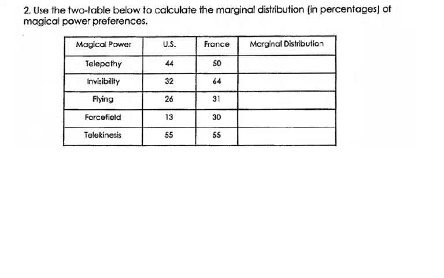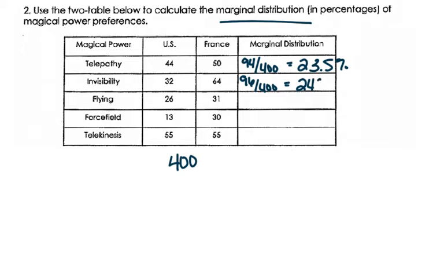We also talked about something called marginal distribution. You can go back and watch those videos if you need to. If I look at all these, I can add them up, and I get 400. When I do the marginal distribution for telepathy, I would add those 2 numbers, 44 and 50. So 94 over 400, and if I change that to a percentage, it's 23.5%. Invisibility, I would add 32 and 64. So 96 over 400. Change that to a percentage, so 24%.